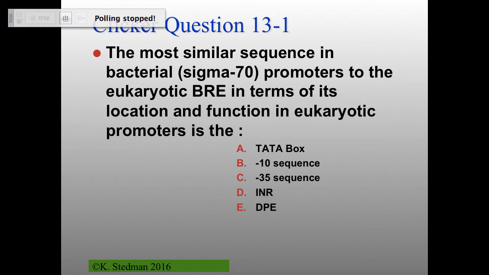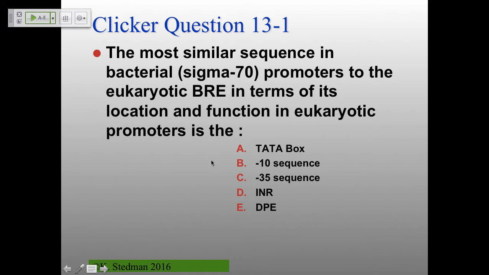Okay, so a couple of critical things about this question. The most similar sequence in bacterial promoters. So what does that rule out immediately? Tata boxes are in eukaryotic promoters. INRs, initiator sequences, are in eukaryotic promoters. Downstream promoter elements are in eukaryotic promoters. So we're left with -10 and -35, right? Makes sense? Good.